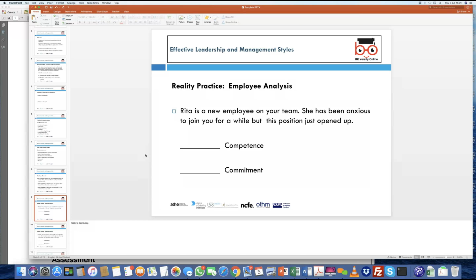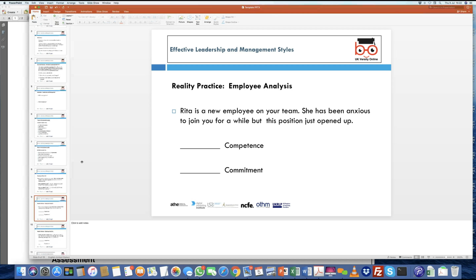Now, would you define this as commitment, or would you define this as competence? How would you choose? Would you choose it from a point of view of your competence, or would you choose it from a point of view of your commitment to the organization? Since she's a new employee on the team, you cannot ascertain if she's competent enough because she's new. So I will base that on commitment. If she's anxious, you said she has been anxious, which means she really wants to try. So that's commitment. That is correct.